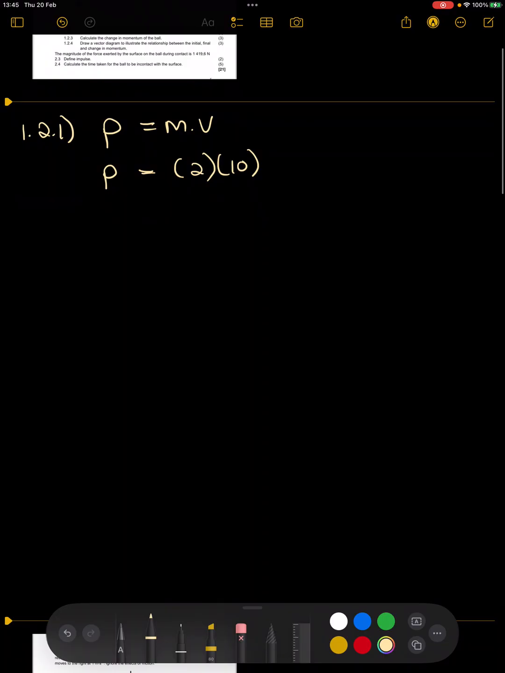So the first question, they're asking us to calculate the initial momentum of the ball at which it reaches the floor. So the formula for momentum is p is equal to mass times velocity, p being my momentum. The mass of the ball is 2 kilograms and the velocity at which it reaches the floor is 10 meters per second. So together, my momentum is going to be 20 kg·m/s.